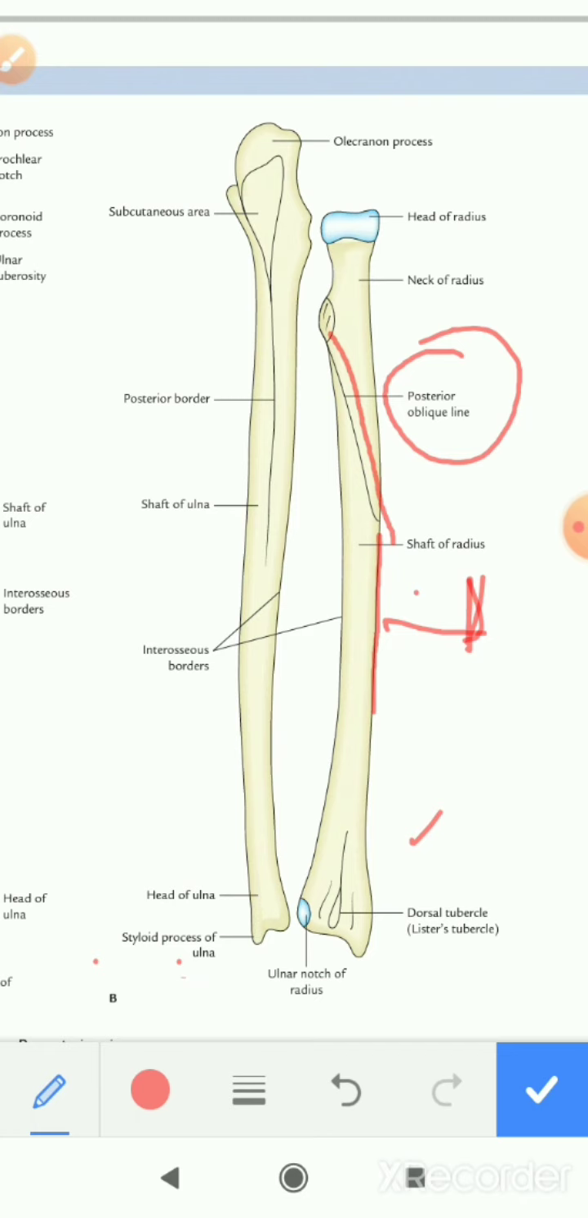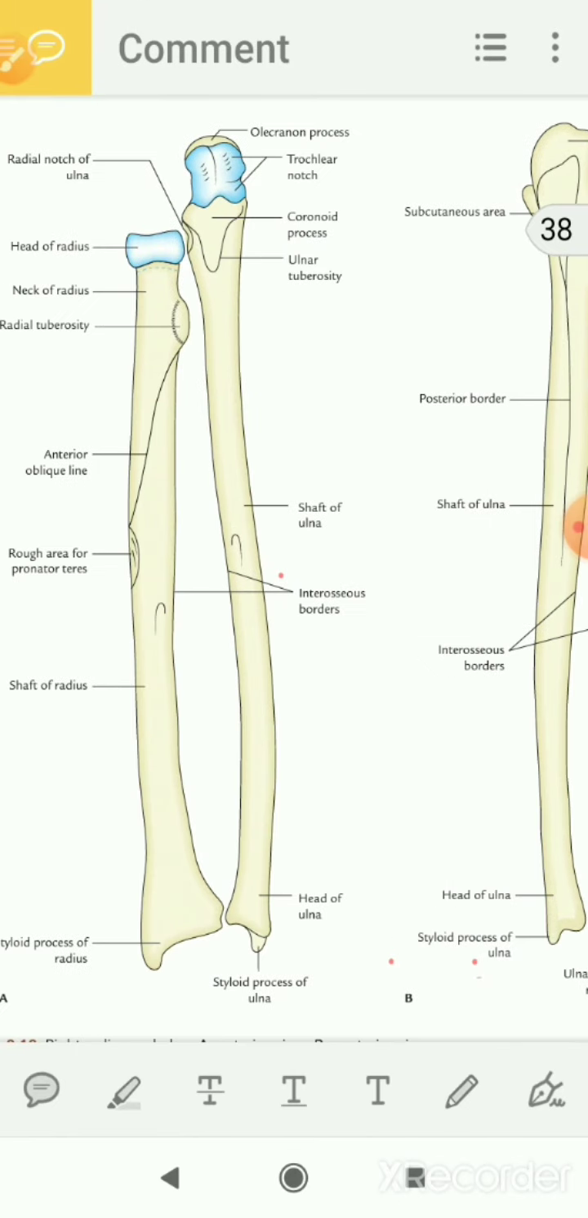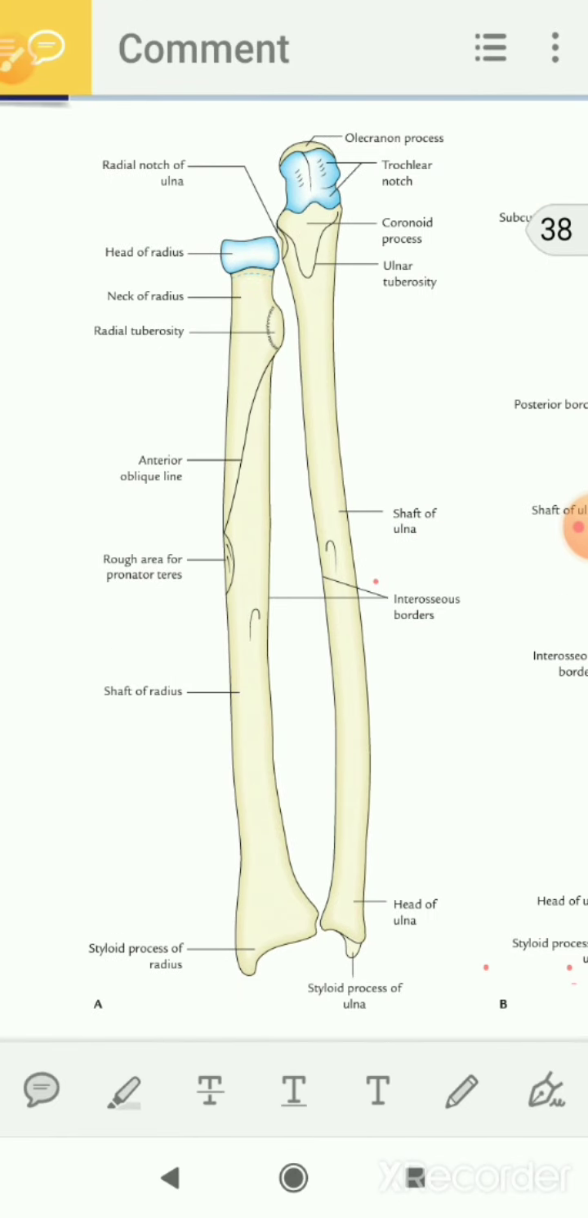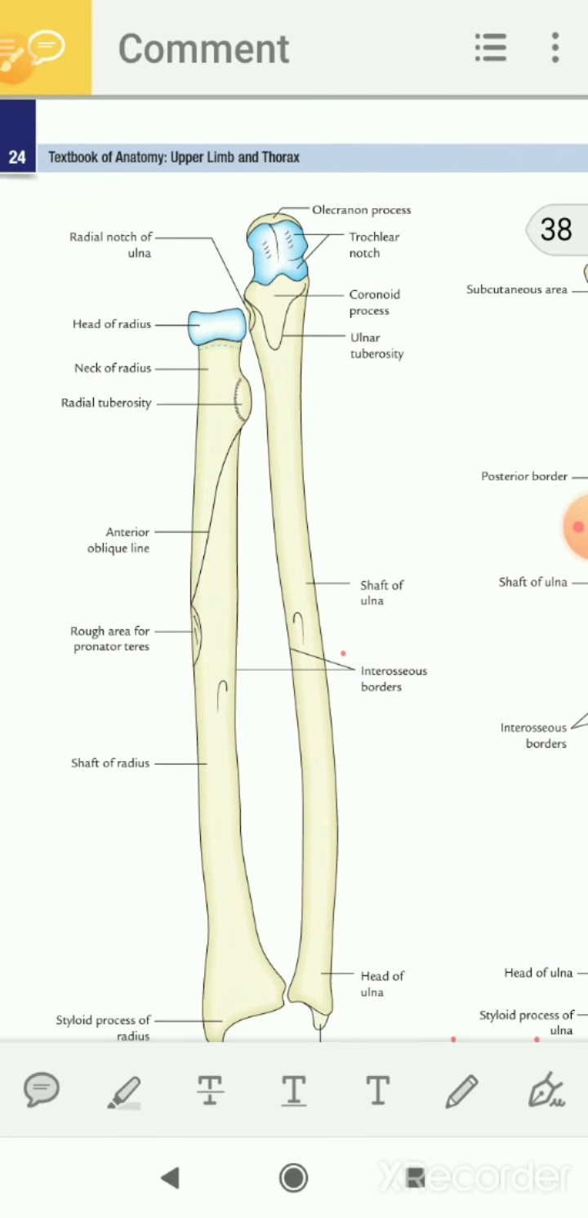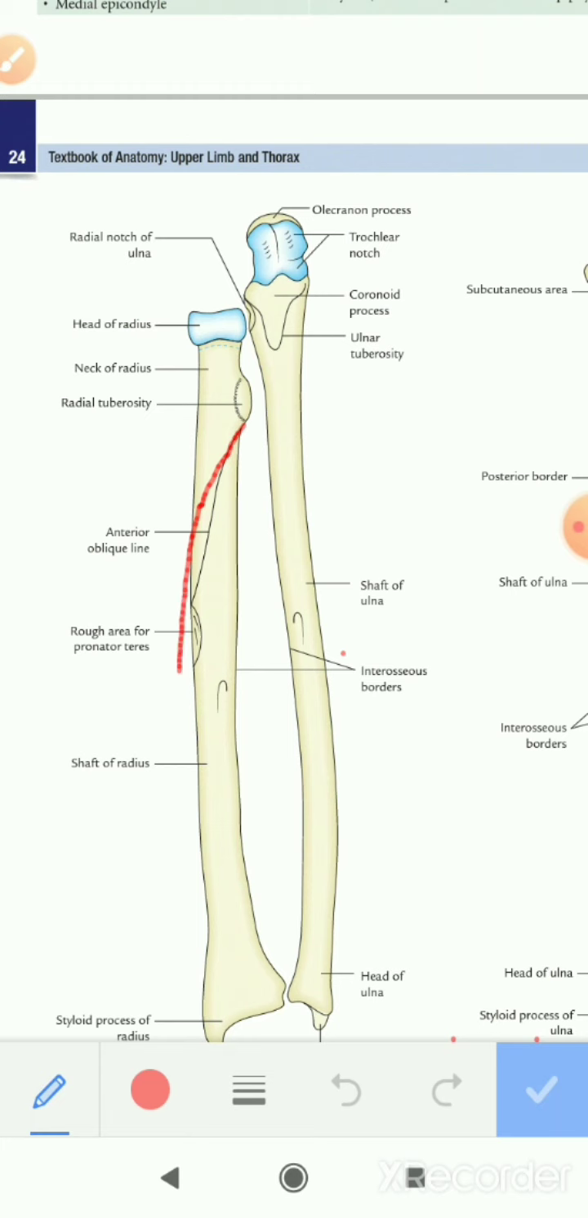Then come to the surfaces. What are the surfaces of the radius? There are three surfaces: anterior surface, posterior surface and lateral surface. The anterior surface is located between the anterior and medial border. So this was the anterior border, and this was the medial border. So this surface is the anterior surface.